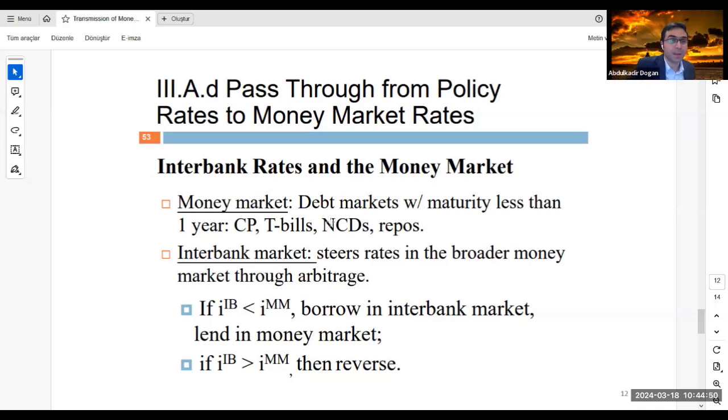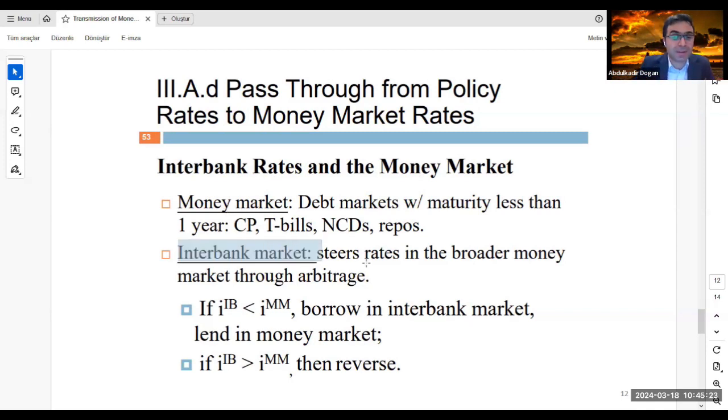And interbank rates here and the money market. The money market is the debt market with maturity less than 1 year. Okay, money market meaning this. If the maturity is less than 1 year, I have the money market. If maturity is higher than 1 year, I mean the financial market, not the money market. Money market is more liquid, okay? But the financial market is less liquid.